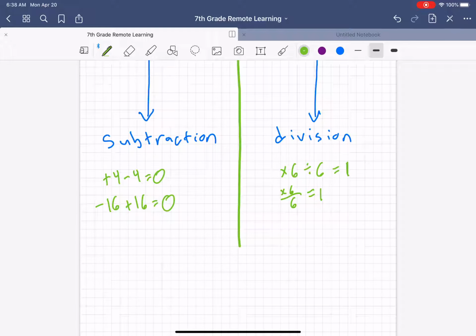Or if we're dividing by 6, which would look something like this, something divided by 6. If I then multiply that by 6, I get 1, and then whatever the something was. Okay, so those undo each other.